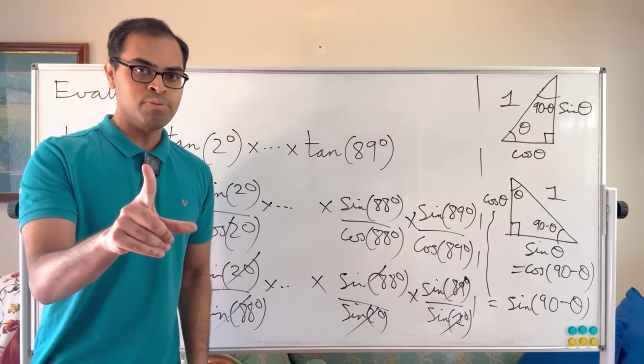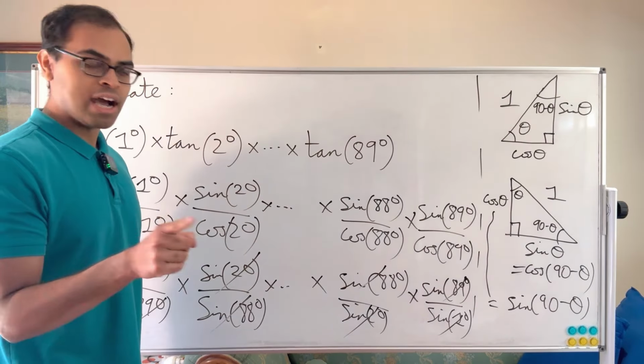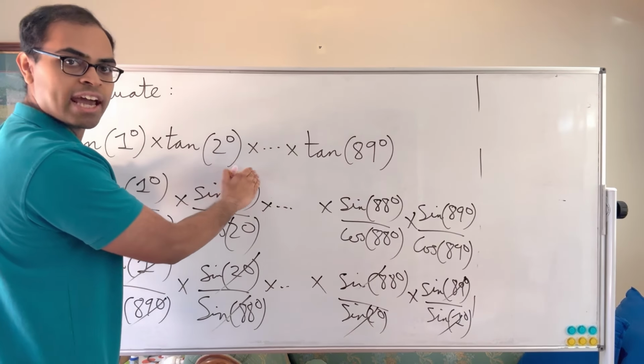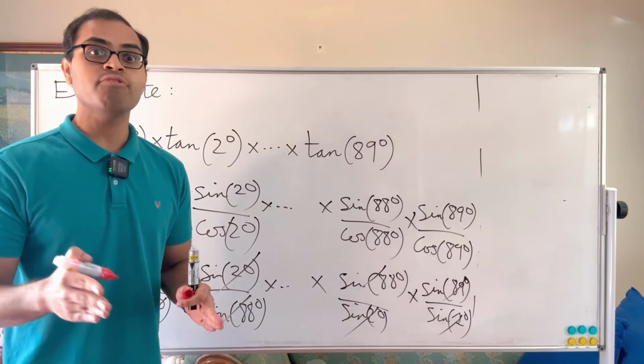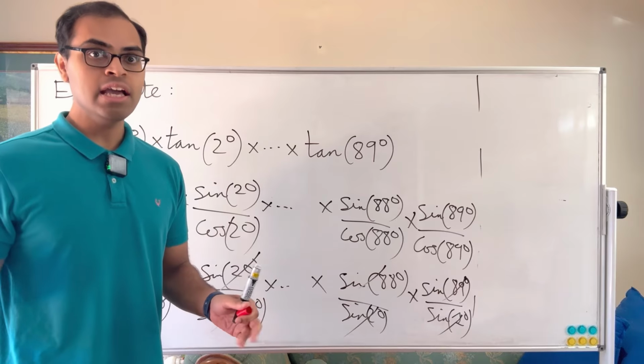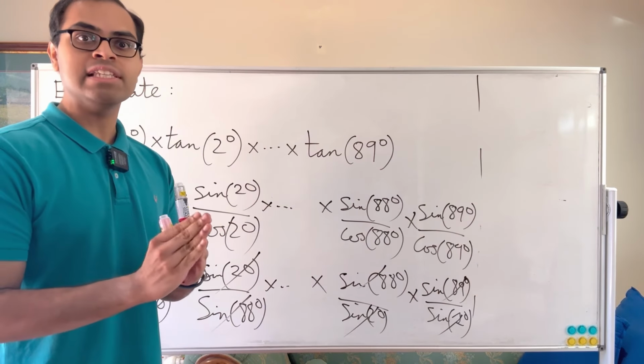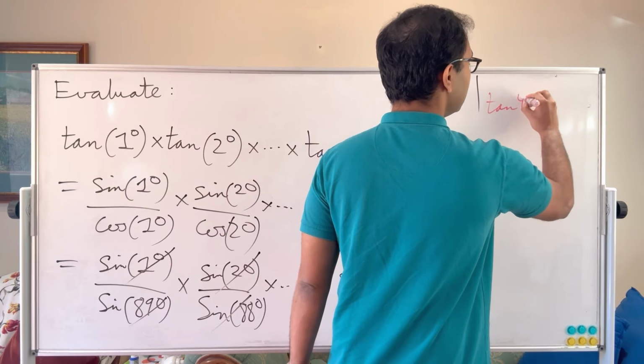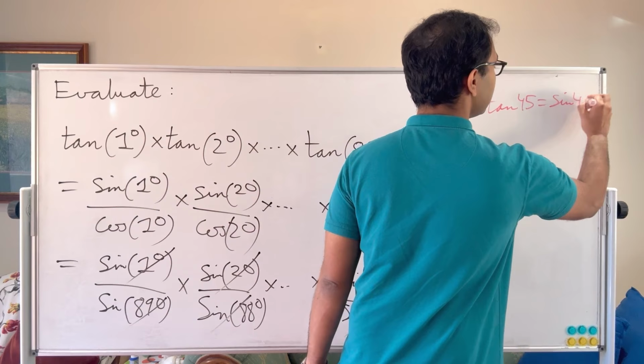There's one thing to keep in mind here, and I'm going to actually write it down. The thing to keep in mind is the middle term. So the terms tan 1 up to tan of 44 will cancel off with tan 46 up to tan of 89, but tan 45, the very middle term, will remain, and tan 45 is of course equal to sine of 45 over cosine of 45.